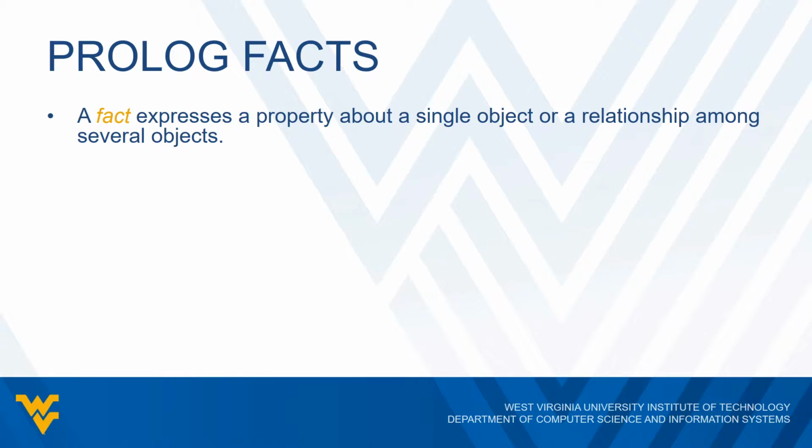Anyway, this language basically consists of two components, facts and rules. A fact expresses a property about a single object or a relationship among several objects. For example, let's say we want to write a Prolog program in the domain of American history. So we're interested in which U.S. presidents were in office when certain events happened, and we're also interested in the order of those presidents' terms in office. So let's take a look at a short list of facts or declarations.